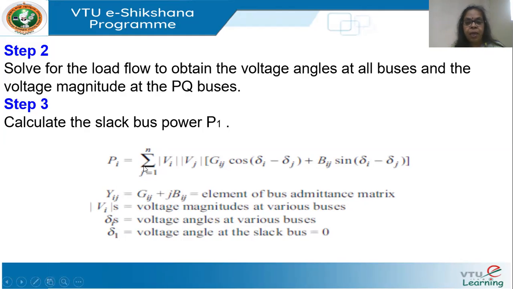So P_i is equal to sigma j equal to 1 to N of V_i V_j [G_ij cos(delta_i minus delta_j) plus B_ij sin(delta_i minus delta_j)]. Here G_ij and B_ij are taken from the Y bus, the bus admittance matrix: the real part is G_ij and the imaginary part is B_ij. V_i and V_j are the voltage magnitudes, and delta_i and delta_j are the voltage angles. So using this formula and substituting i equal to 1, I can calculate the injected power at the slack bus.